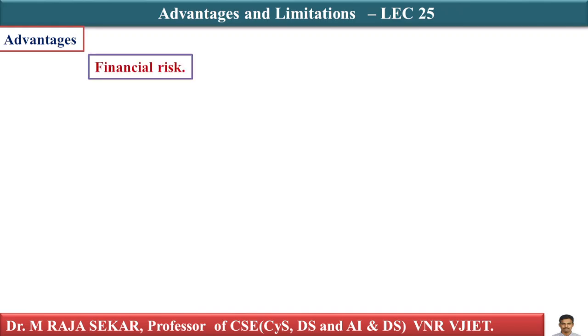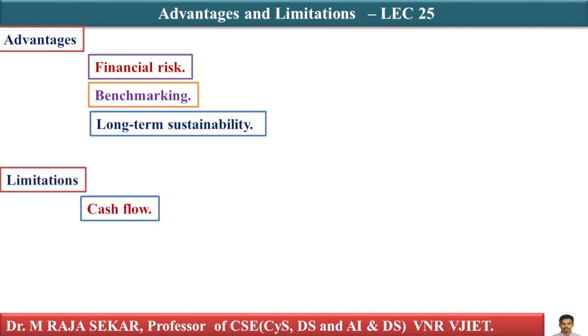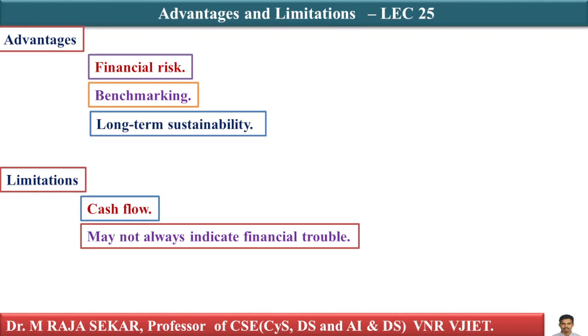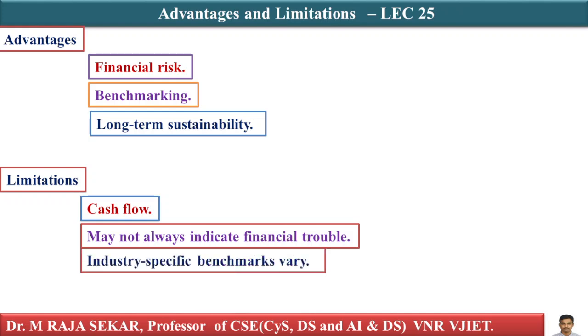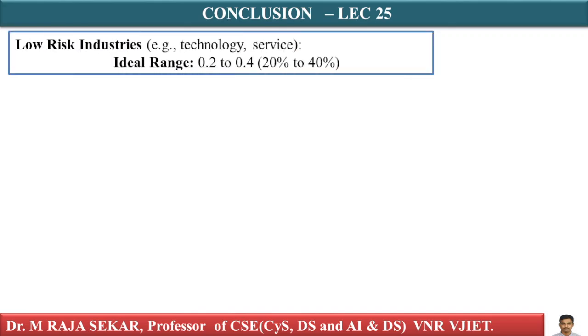The advantage of the debt to assets ratio is that it is a quick measure of financial risk, useful for benchmarking, and helps in assessing long-term sustainability. What are the limitations? It does not account for cash flow. Higher ratios may not always indicate financial trouble. Industry-specific benchmarks vary. Then what are the conclusions?